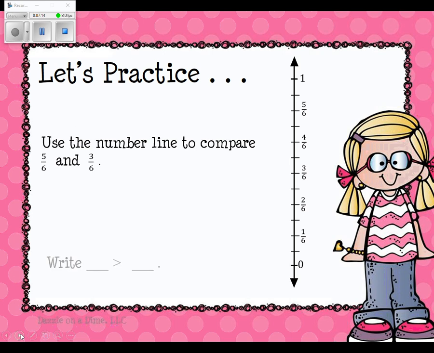All right, so we're going to compare 5/6 and 3/6, and we're going to write it as a greater than or less than. So remember, we start with the 0, and we're just going up the number line. Here's 3/6. Come to that one first. Then you come to 5/6. The fraction you come to first is going to be the smallest one because it's closer to 0. So this is my greater than sign, so I would write 5/6 is greater than 3/6.